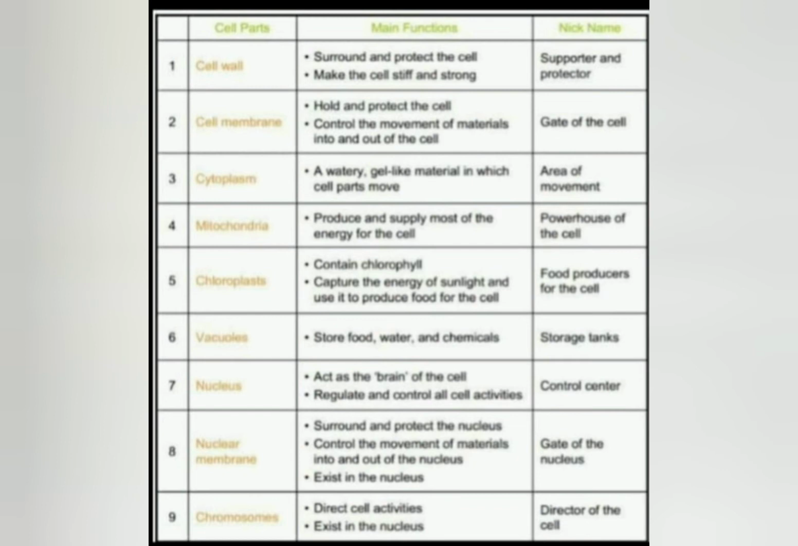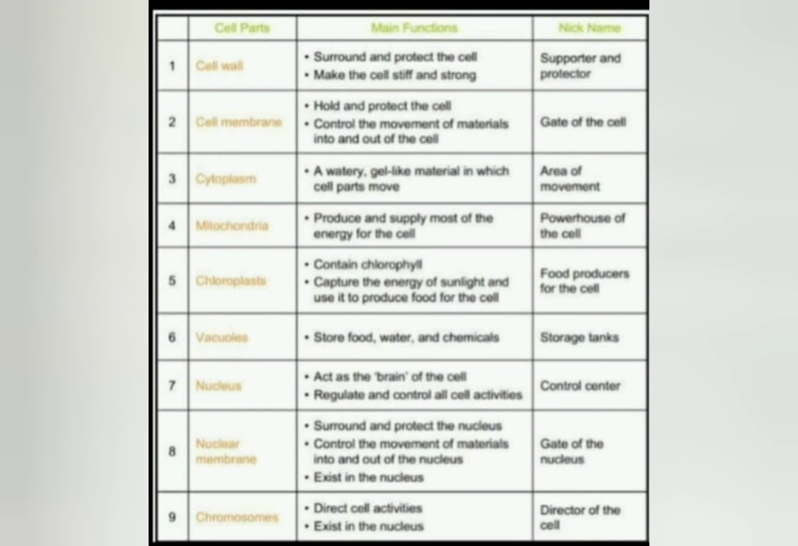Next is the nuclear membrane. It surrounds and protects the nucleus, and controls the movement of materials into and out of the nucleus. So it is the gate of the nucleus. Last one, chromosomes. The function of chromosomes is to direct cell activities; they exist in the nucleus. So it is like the director of the cell.